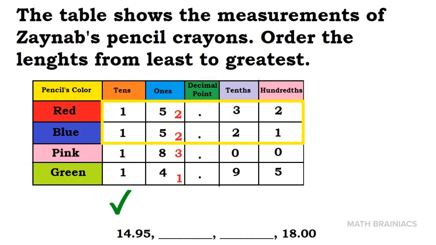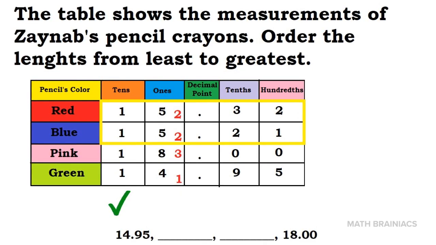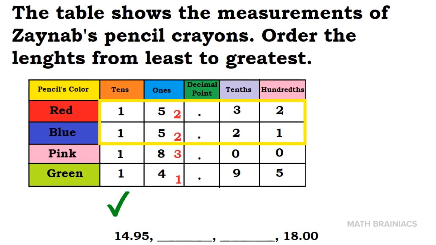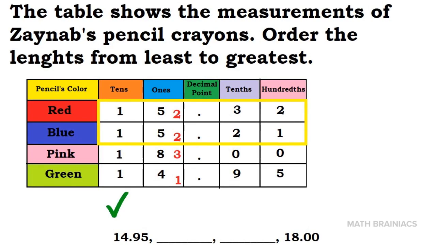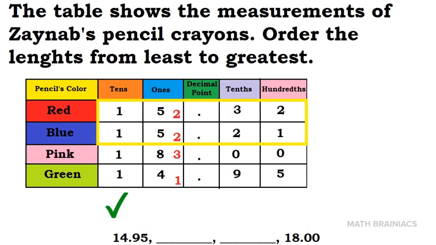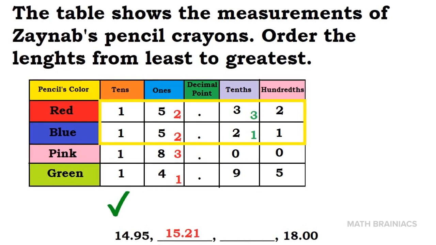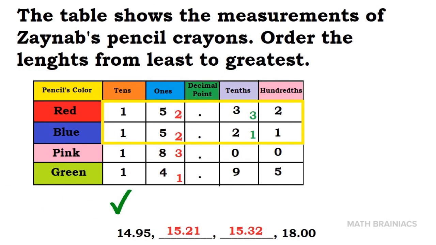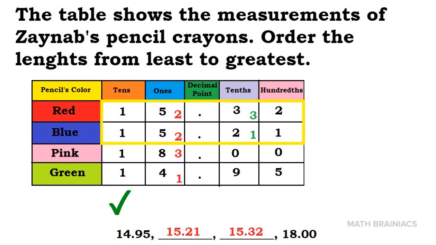Comparing the tenths place from red and blue crayons, we're going to identify that the blue is lesser than the red because the blue has 0.21 and the red has 0.32. Therefore, the next number after the least value is 15.21. And the next after 15.21 is 15.32.